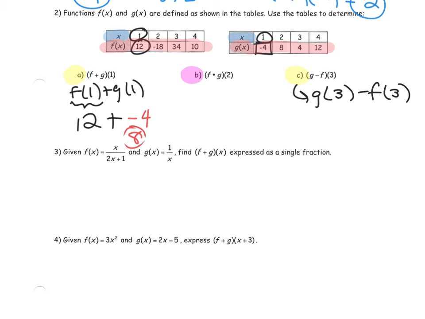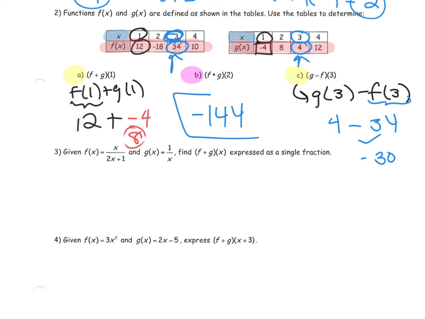When we look at C, I have g of 3. Coming over to my table, when x is equal to 3, my y value is 4. So I have 4 minus f of 3, and when x is 3, my y value is 34. Simplifying this, this is negative 30. Your answer for this one will be negative 144. But again, you have to show the work.